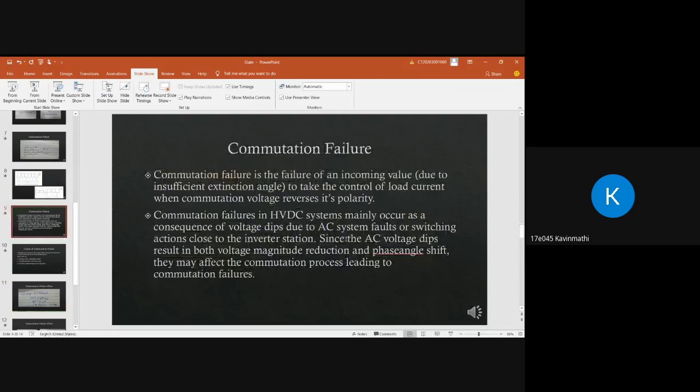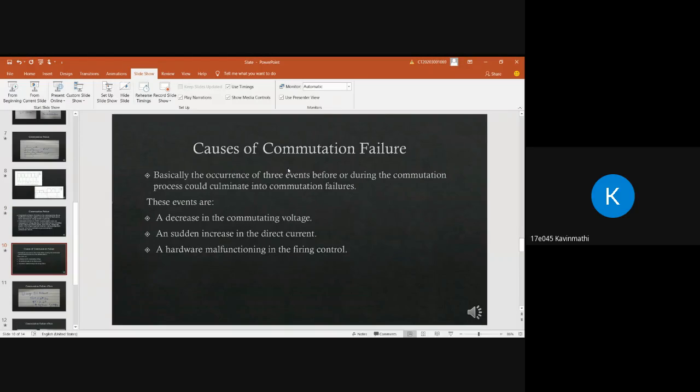So here they are saying about the effects, the wide occurrence of the commutation failure. They may occur due to the consequence of the voltage dips due to AC system faults or switching actions, mainly in inverter stations like that. So let's see this in detail in further slides.